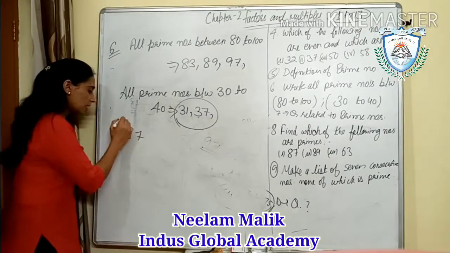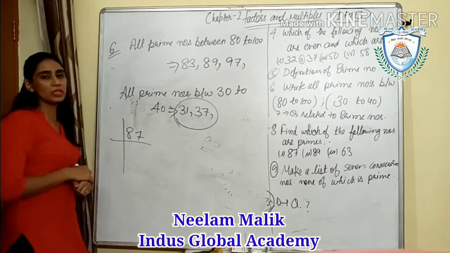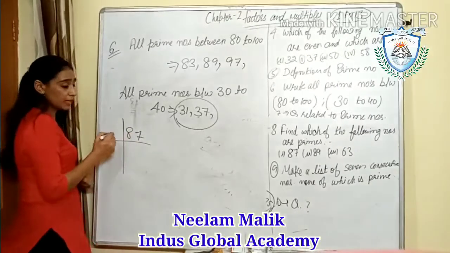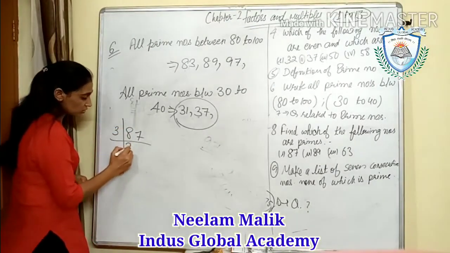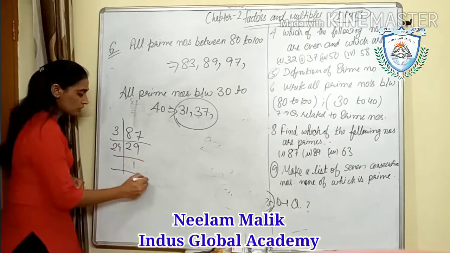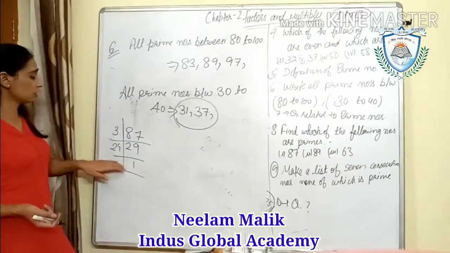So you will find out the factors of 87. 87 is divisible by 3. Why? 3 2s are 6, 3 9s are 27. Then 29 ones are 29. So this is having 3 factors.